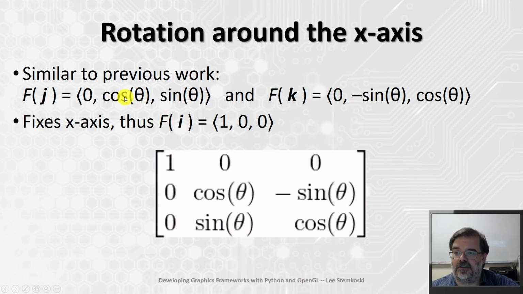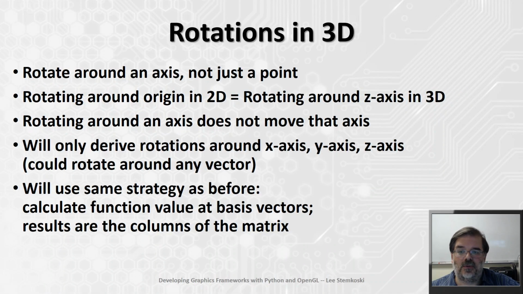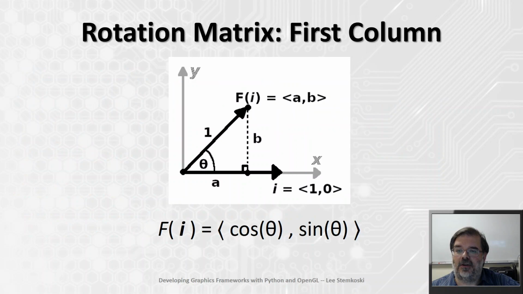For the other two vectors, f of j and f of k, that lie along the y-axis and the z-axis, it's going to be a very similar diagram to what we had before. If I flip back to an earlier picture, imagine that this x is a y, imagine that this y is a z, imagine that this i is a j, and you get basically the same result.